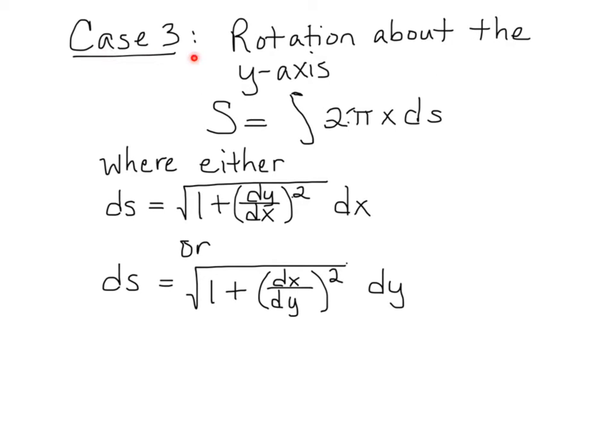In case 3, if we take a given curve and rotate it about the y-axis, then our surface area is going to be the integral of 2 pi x ds, where ds is either the square root of 1 plus (dy/dx) quantity squared times dx, or the square root of 1 plus (dx/dy) squared times dy. Now let's go through an example.